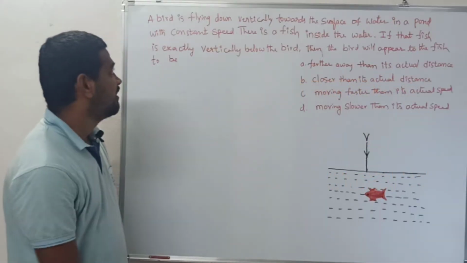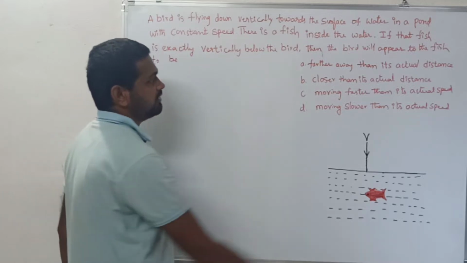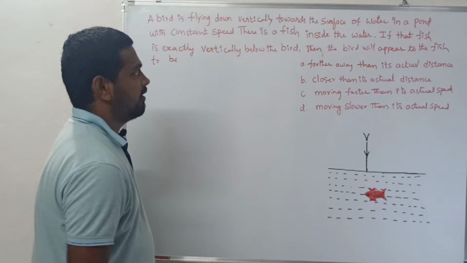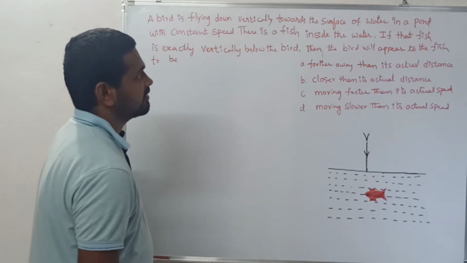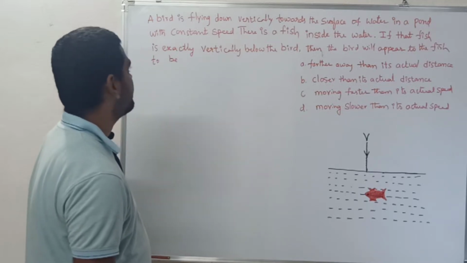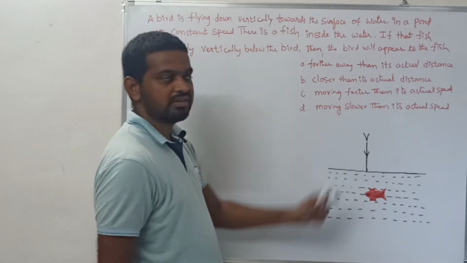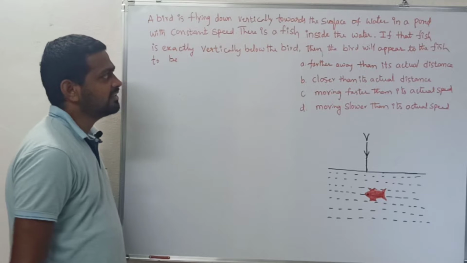A bird is flying vertically downwards towards the surface of the water in a pond with constant speed. Means the bird is flying downward with constant speed. The fish is inside the water.